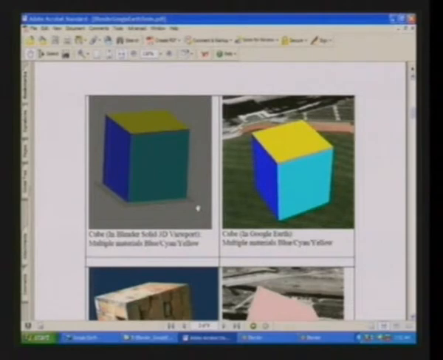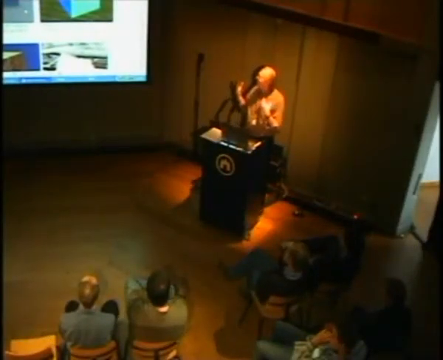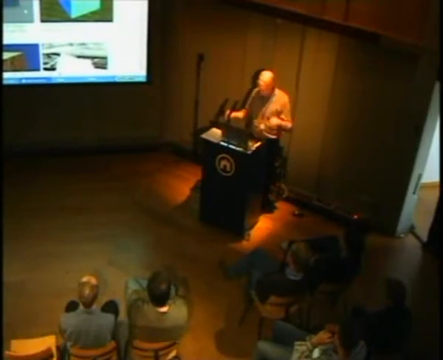Google Earth will allow you to import multiple materials. Here's a cube on the left that has multiple materials attached to the faces: blue, cyan, and yellow. And this is what it looks like in Blender, and here's what it looks like in Google Earth. So you can use multiple materials on a single object, but again, those colors are going to be much, much brighter.